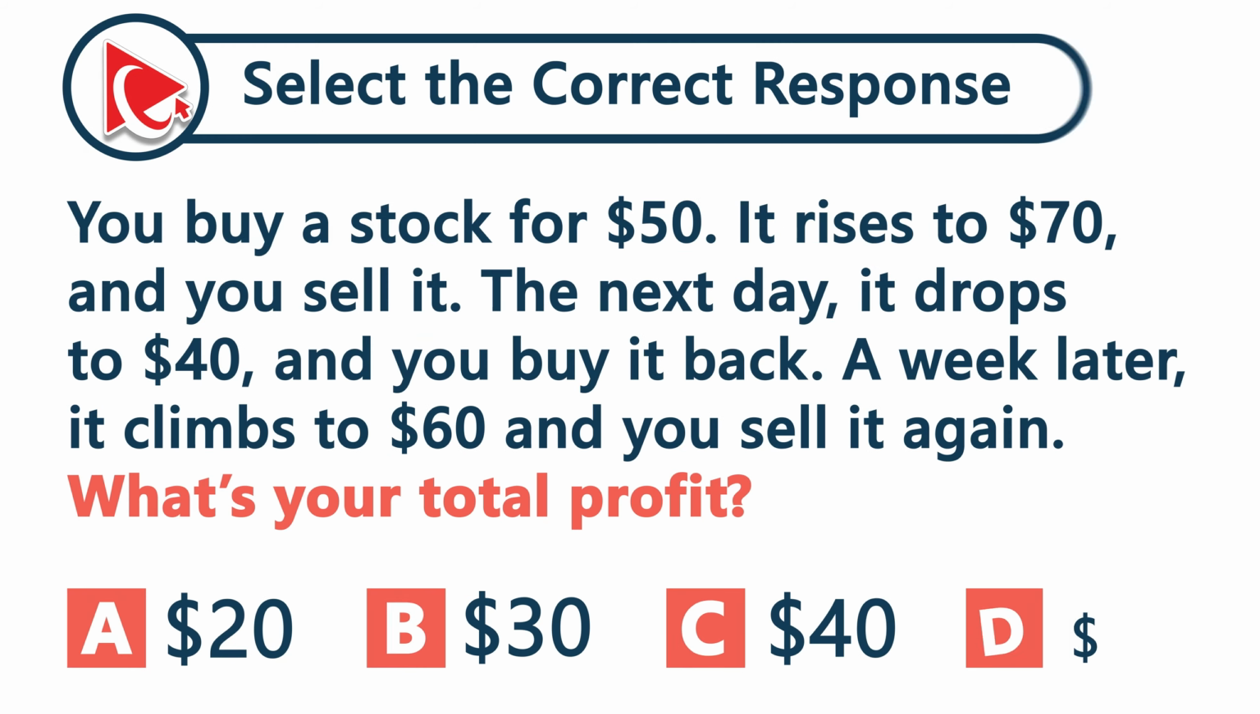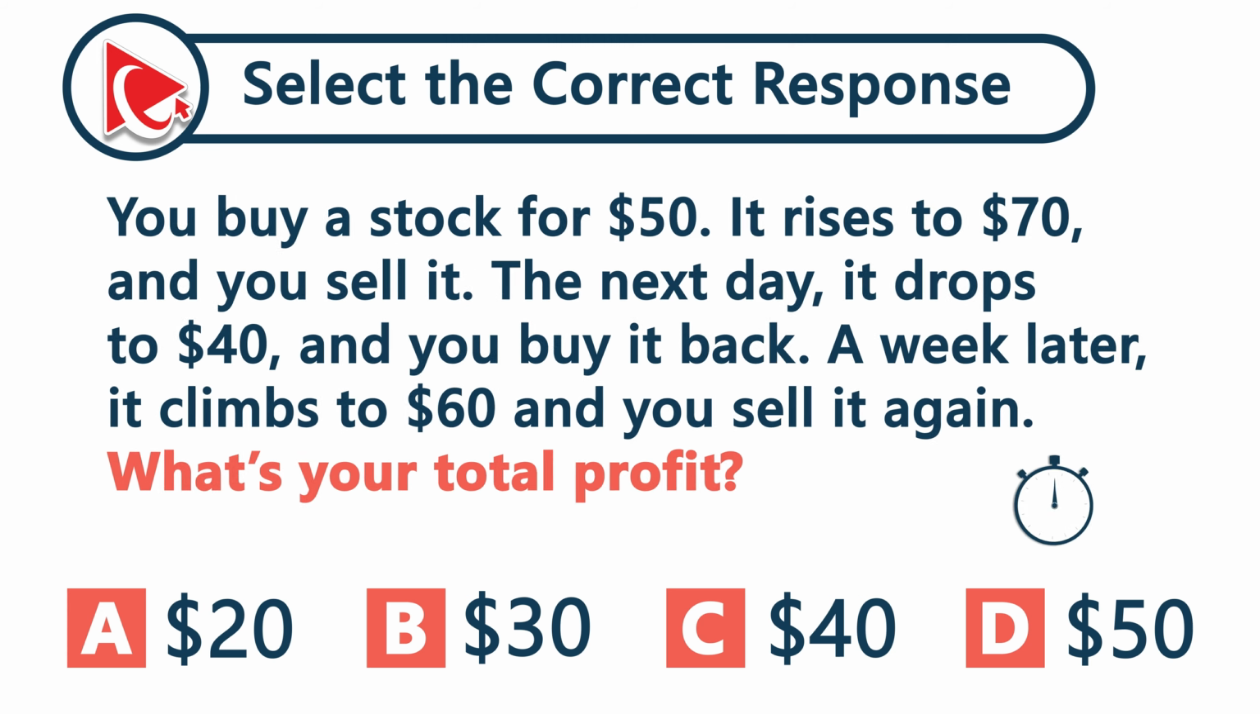You buy a stock for $50. It rises to $70 and you sell it. The next day it drops to $40 and you buy it again. A week later it climbs to $60 and you sell it again. What is your total profit?